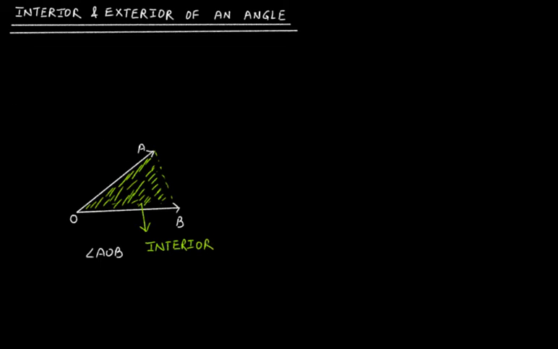and the rest of the region that is outside of this angle will be the exterior of this angle. Interior means the inside area and the exterior means the outside area. Now you'll be thinking that, hey, what about this area? Again, interior is not restricted to only this area.